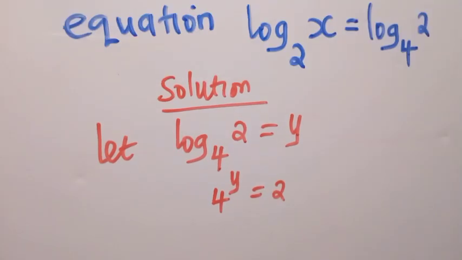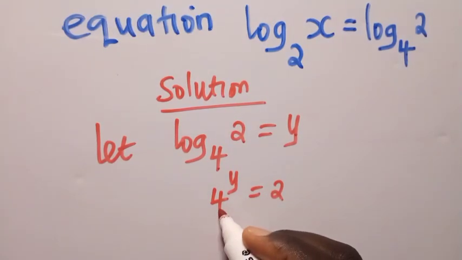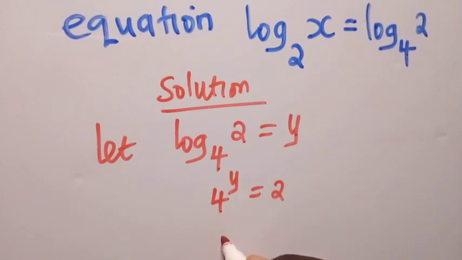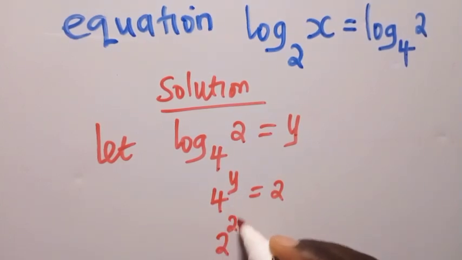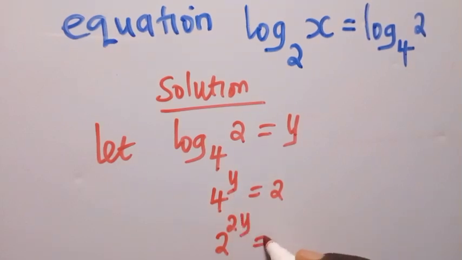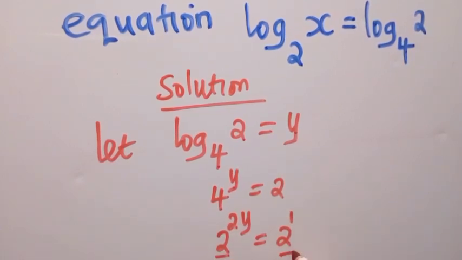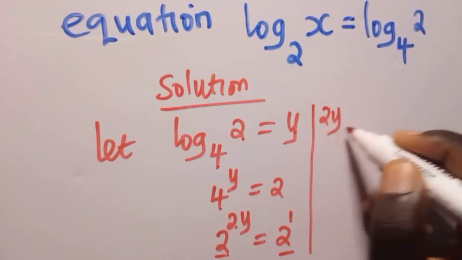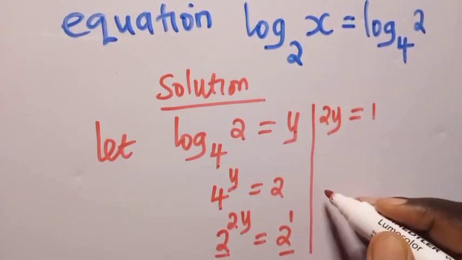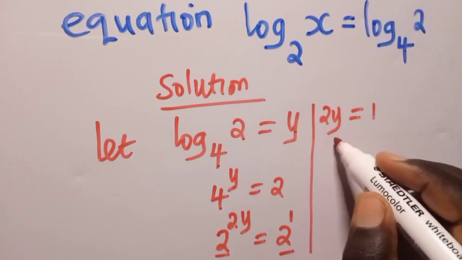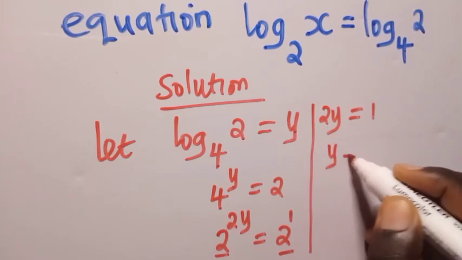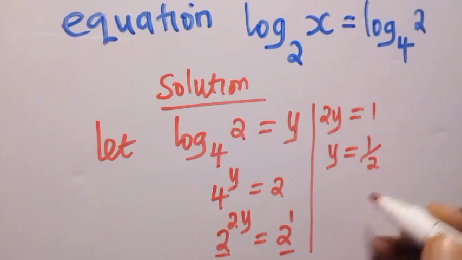So in this case, we can write this with a base of 2. 4 can be written as 2 raised to 2, then there is this y, then equals 2. 2 can be written as 2 raised to 1. And therefore, since the bases are the same and there is an equal sign in between, we equate the powers. And therefore, we say 2y equals 1. If we divide by 2 on both sides, that means y equals a half.